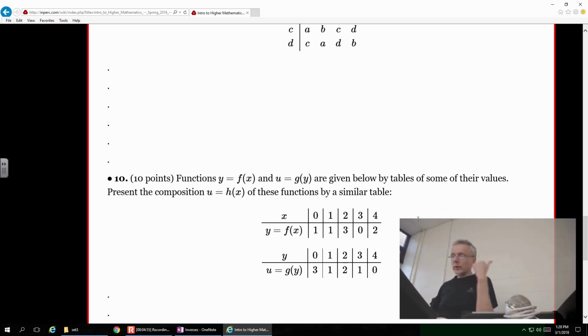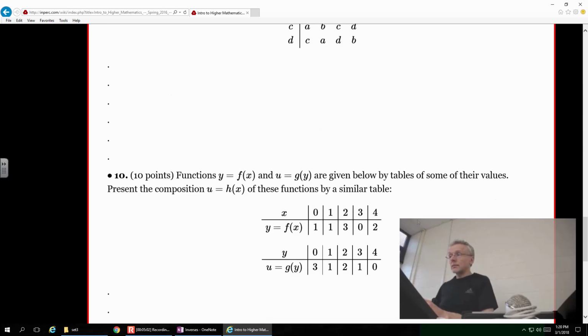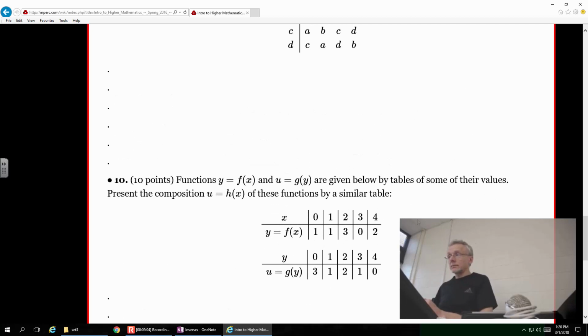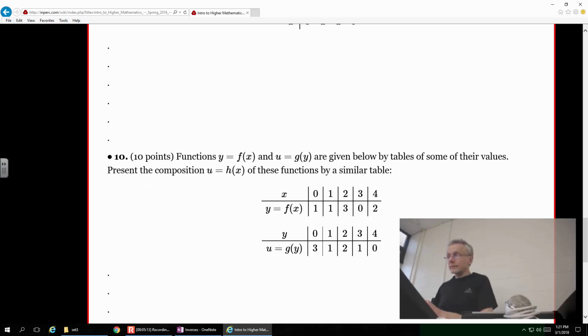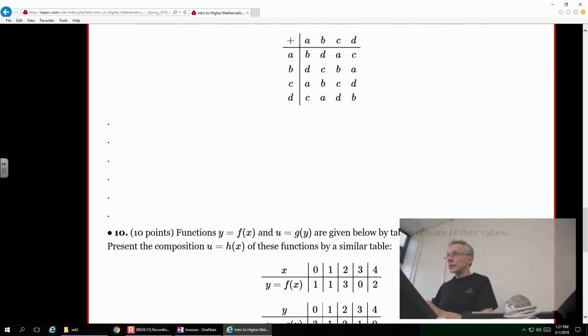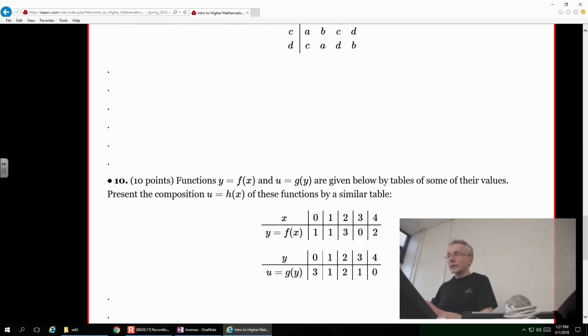Composition. Look at this problem. Compositions. Do you know how to form compositions from tables? Have we basically covered everything that's on the final? No, certainly not groups. Oh, yeah, just groups.